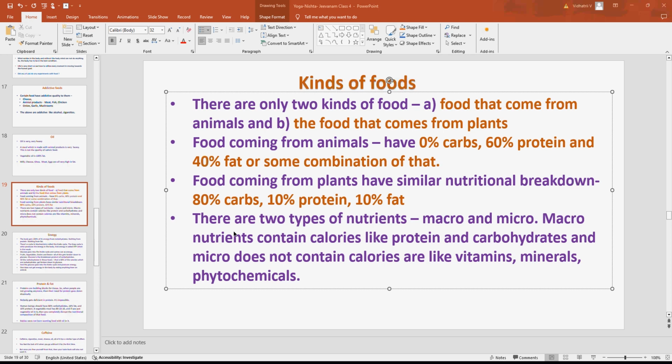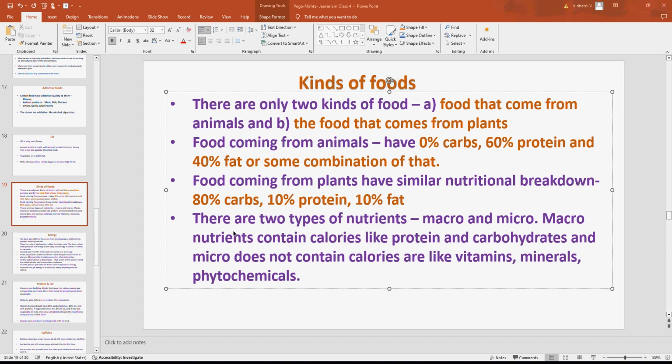Anything that comes from an animal, on the other hand, doesn't have any carbohydrates, zero carbohydrates. The calories in animal products come from 60% fat and 40% protein, or 60% protein and 40% fat, in some variation of that. That is the nutrition profile of animal products. Animal products do not have any carbohydrates. That's something you need to note.